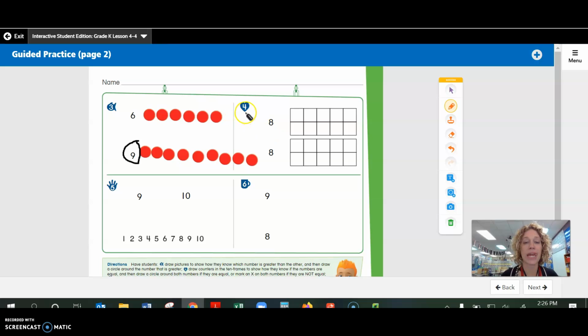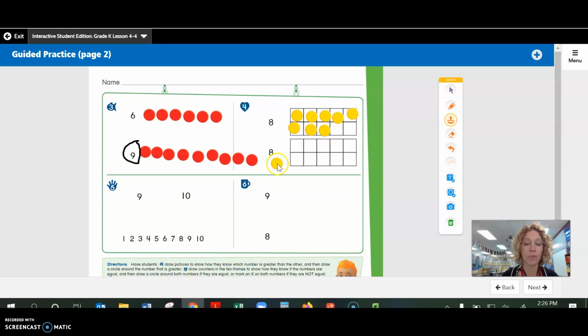All right, let's take a look at number 4. We're going to draw the counters in to represent that number in the 10 frame. What number is that? 8. Yeah, so let's take a look at our counters. I'm going to go ahead and use yellow this time. I'm going to put 8 in. Count with me. 1, 2, 3, 4, 5, 6, 7, 8.